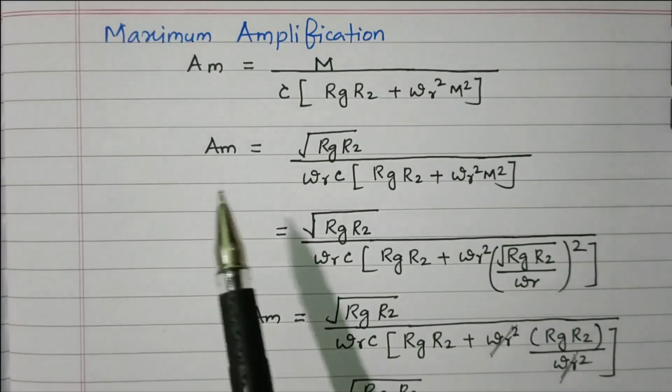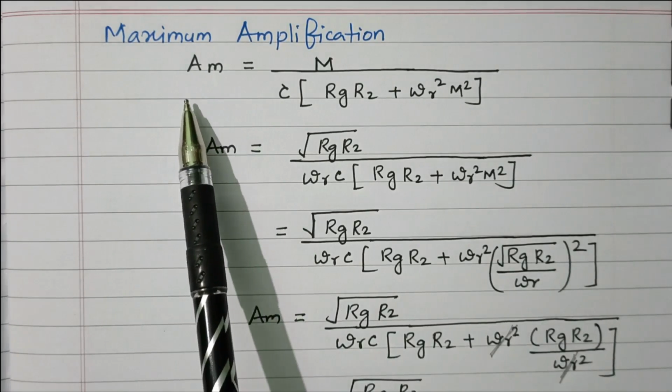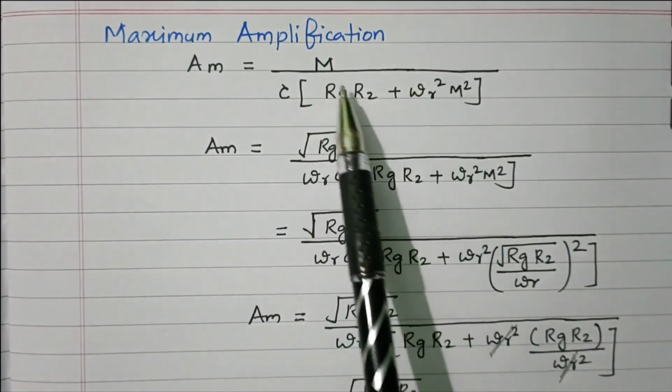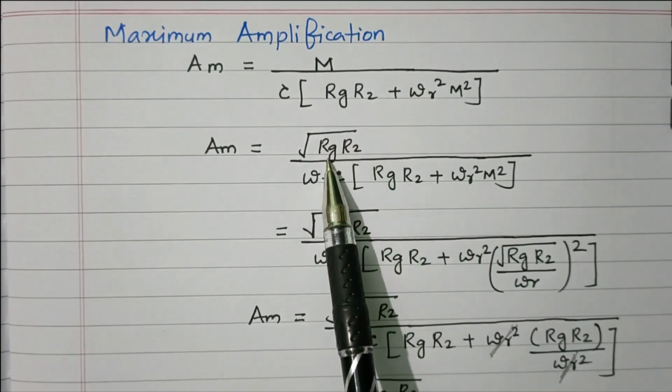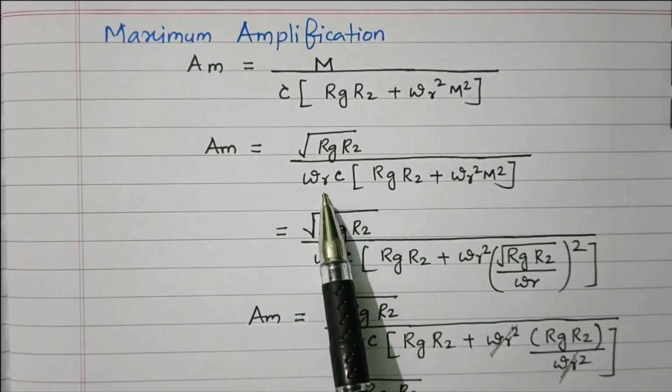Now we'll see the maximum amplification. So far we got the maximum output voltage E0. So this is the expression for amplification. In that we substitute M equal to square root of Rg R2 divided by omega R.